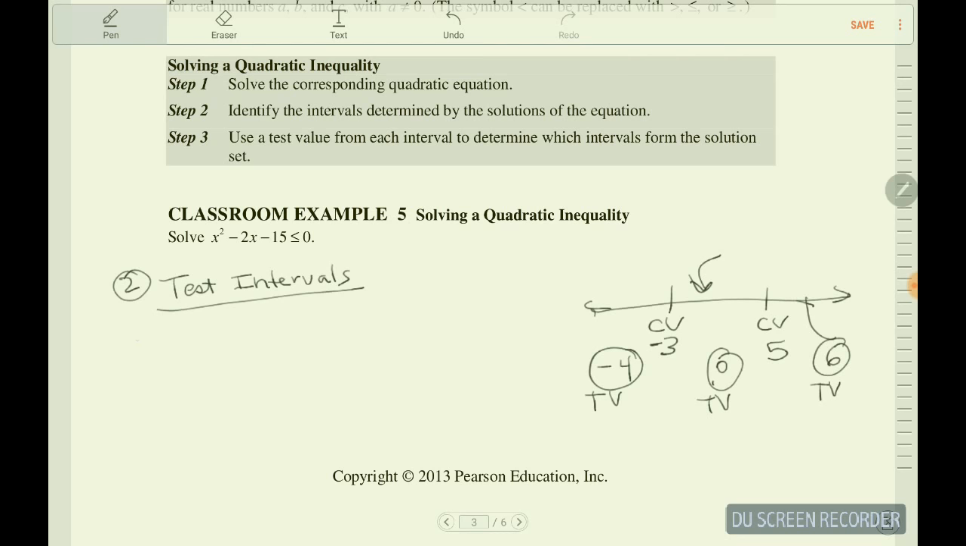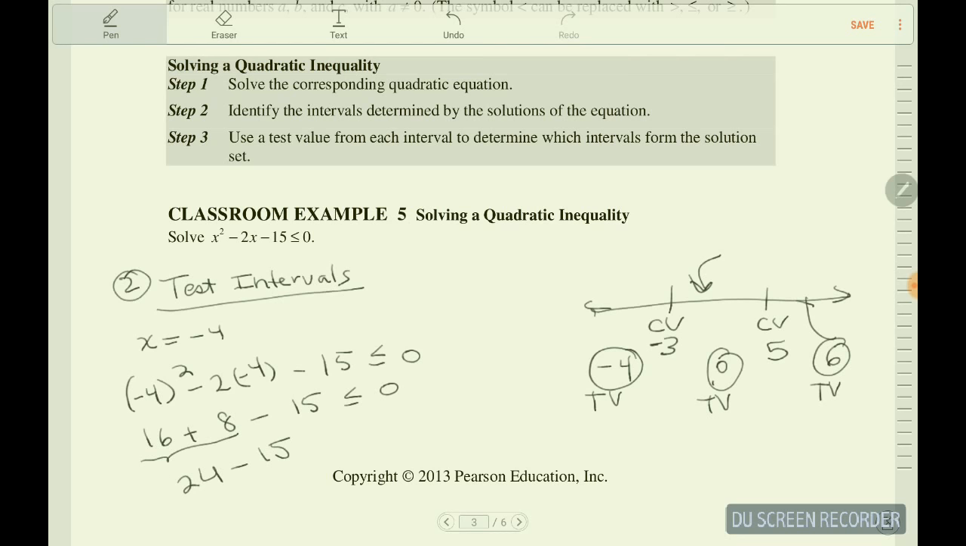Okay, so in the first interval, I'm going to use x equals -4. So my original inequality, when I plug in -4, I get 16 plus 8 minus 15. This is 24 minus 15, which is 9. And 9 is not less than or equal to 0. So I will not be using that section of the number line as part of my solution set.